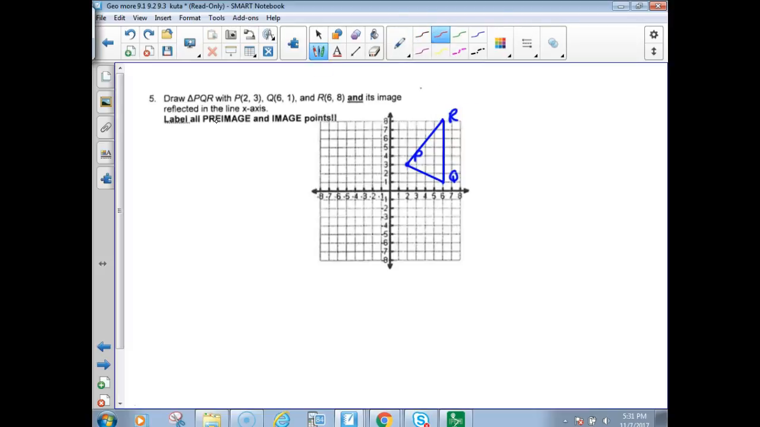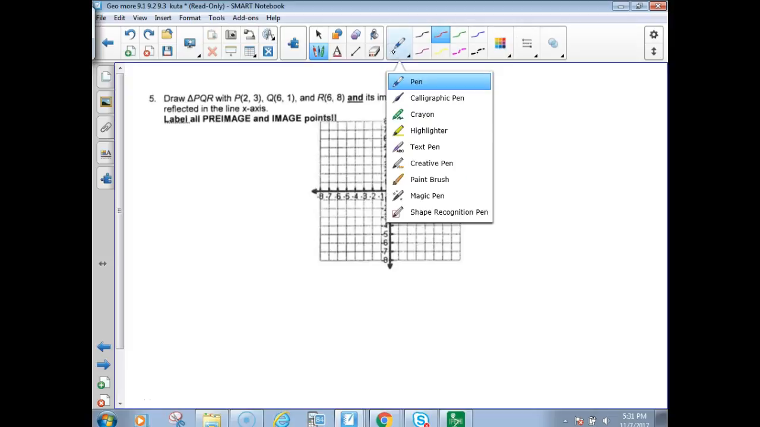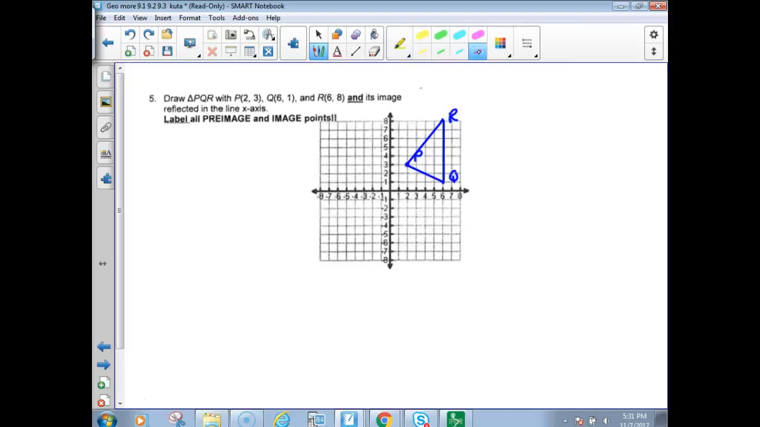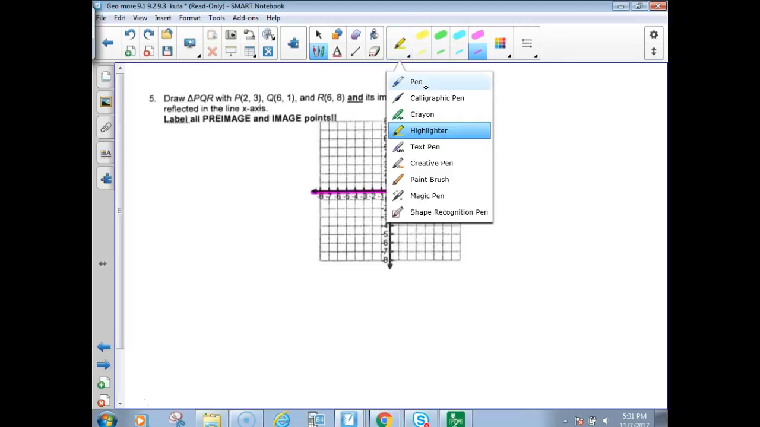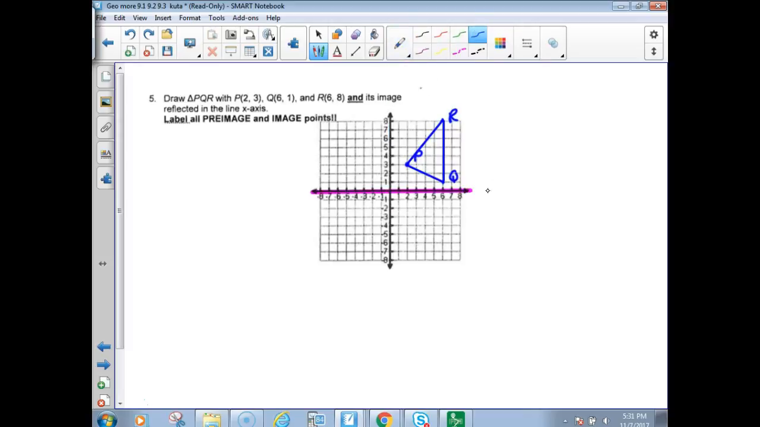You are to draw its image reflected in the x-axis. The x-axis is the horizontal axis right here. There is a rule that we have in our ISN, and you can use your ISN on your quiz. 1 above for Q, you can go down to put 1 below to put Q prime. The rule was to change the sign of the Y values.